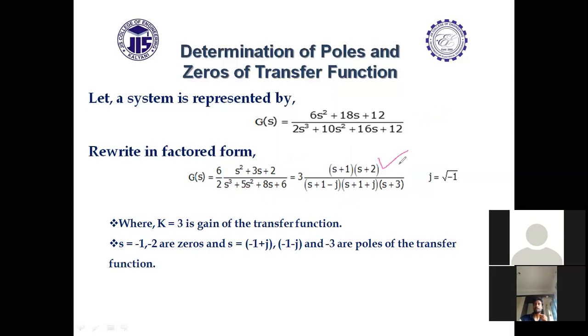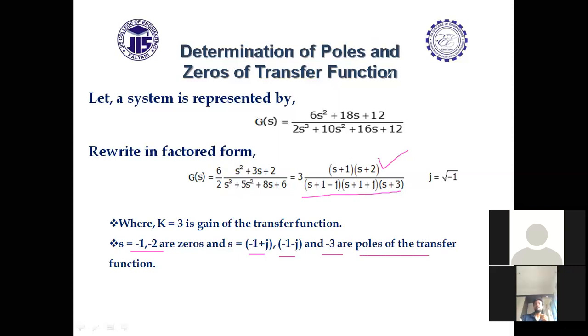So by equating this to 0, you will get minus 1 and minus 2 as zeros. By equating this term, this denominator, to 0, you will get minus 1 plus j, minus 1 minus j, and minus 3 as poles of the transfer function.